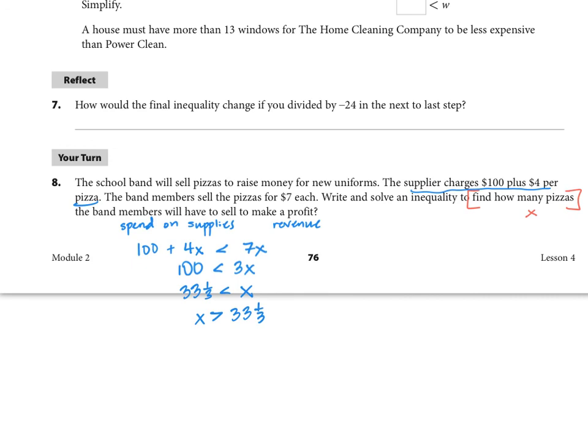So we're going to conclude that 34 pizzas must be sold. And if you think about it, if you sell 33 pizzas, that's not quite going to get us to our revenue higher than spending on the supplies. So you don't have a profit, right, if you're selling only 33. But you're really, really close.